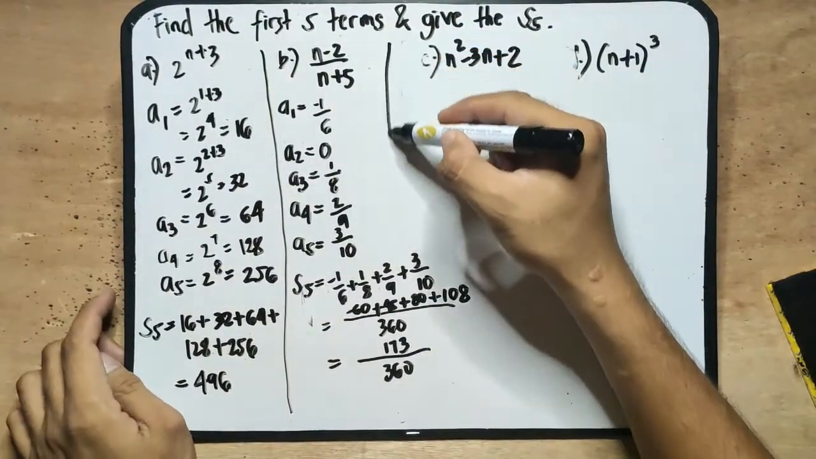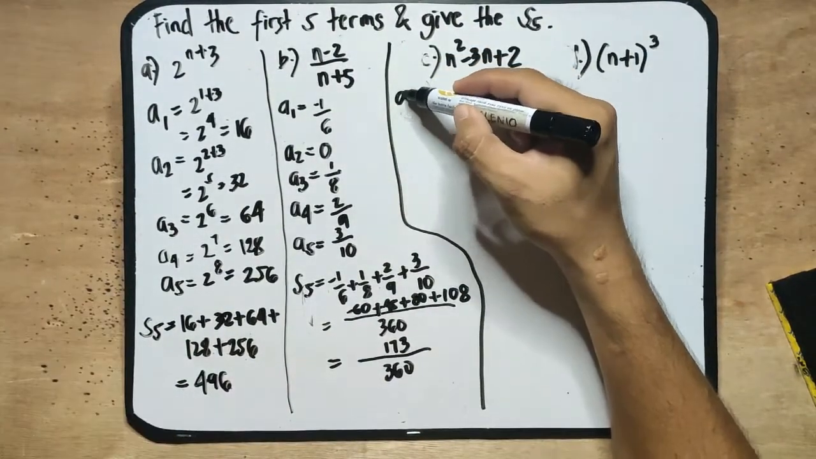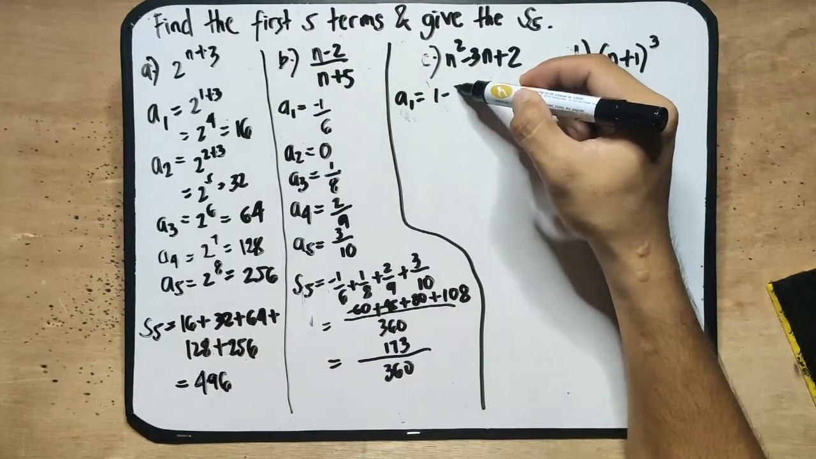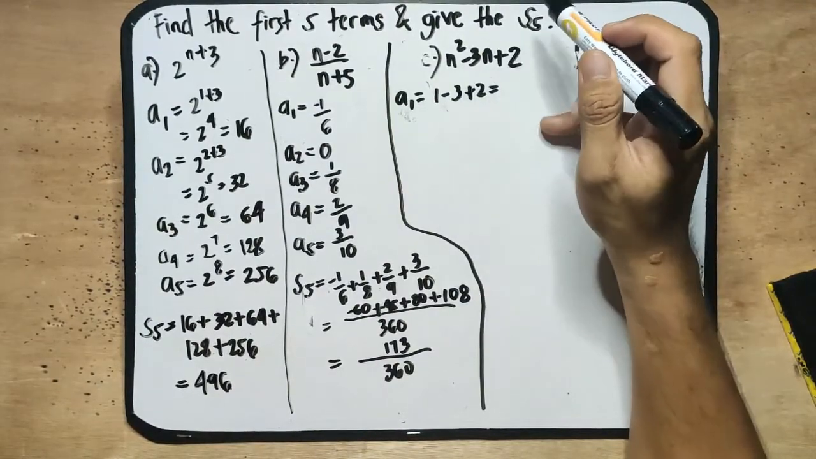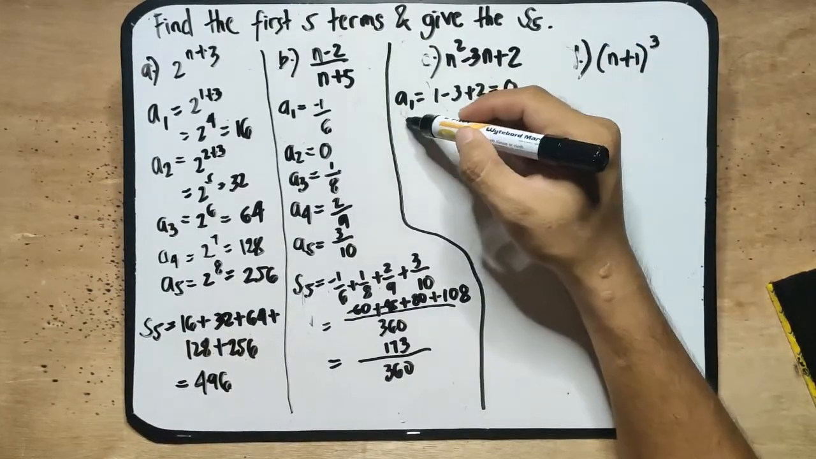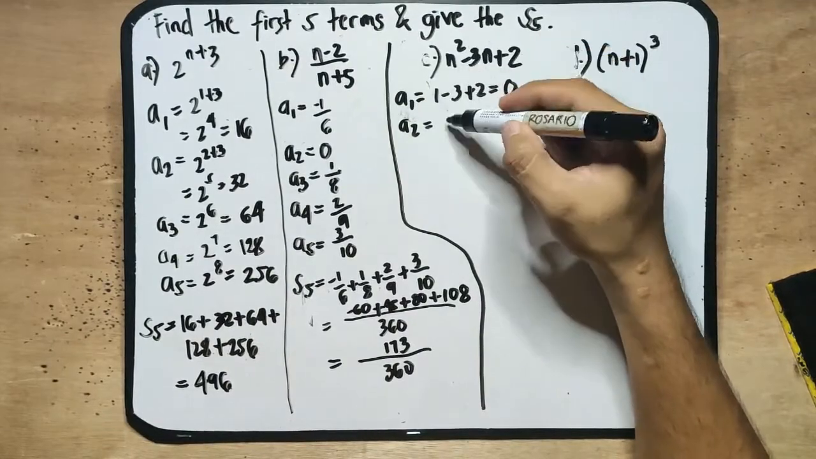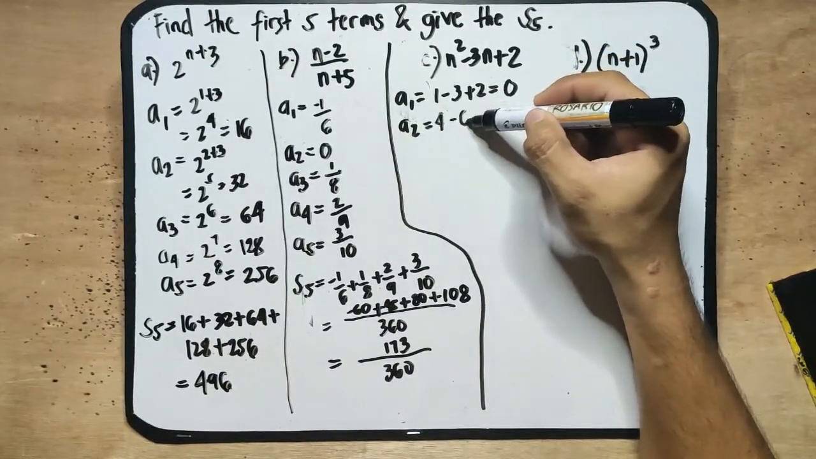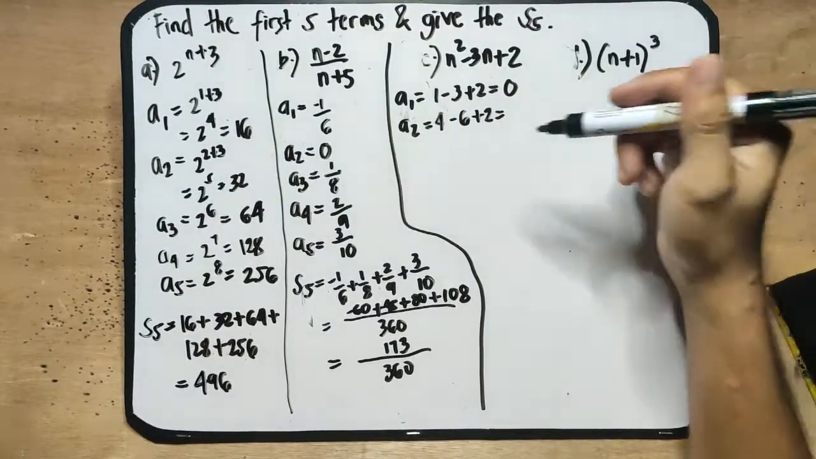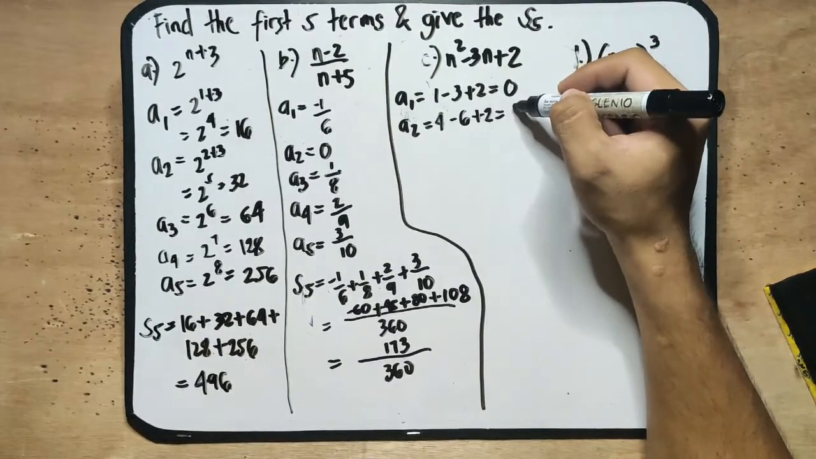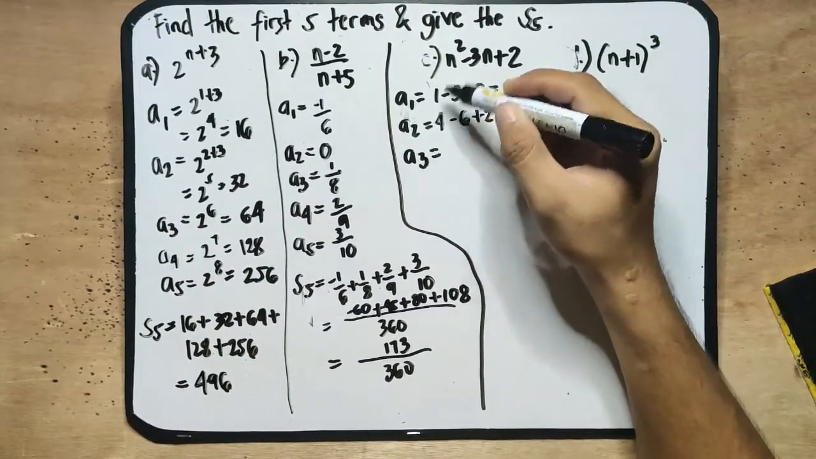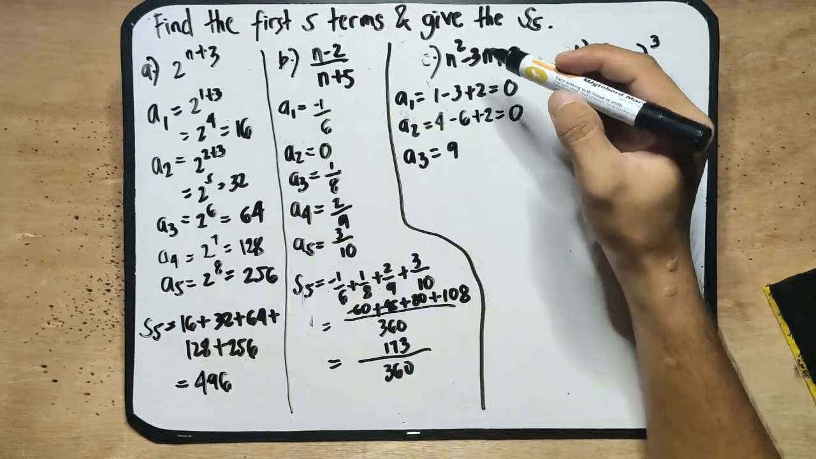For the third item, we have a sub 1, if n is 1, we have 1 squared. Negative 3 times 1 is negative 3, then plus 2. So that will be 1 minus 3 is negative 2. Negative 2 plus 2 is 0. A sub 2, if n is 2, we have 2 squared is 4. Negative 3 times 2 is negative 6 plus 2. So that is 4 minus 6 is negative 2. Negative 2 plus 2 is 0. If n is 3, we have n squared is 9.